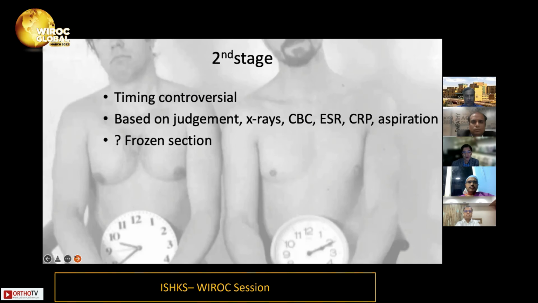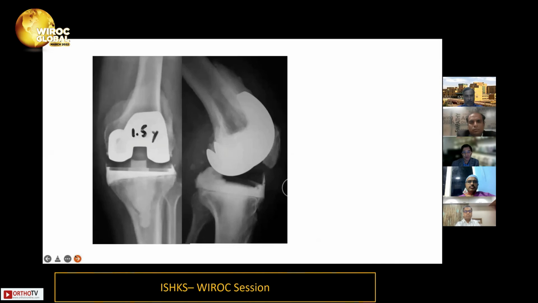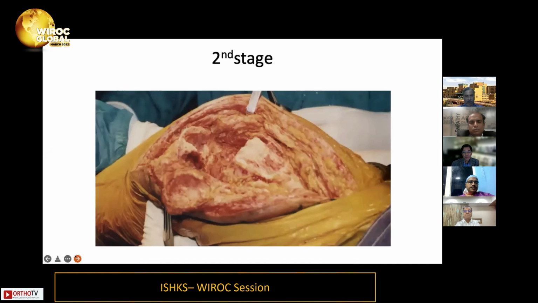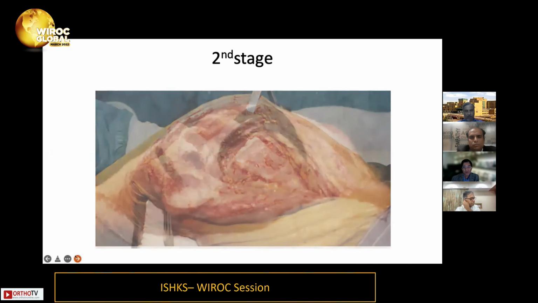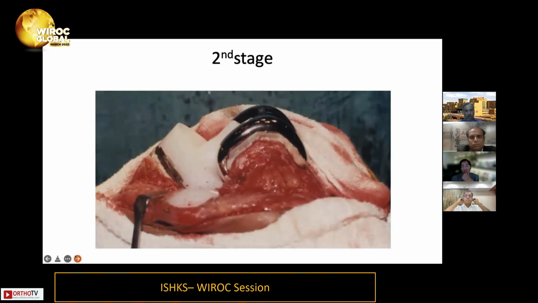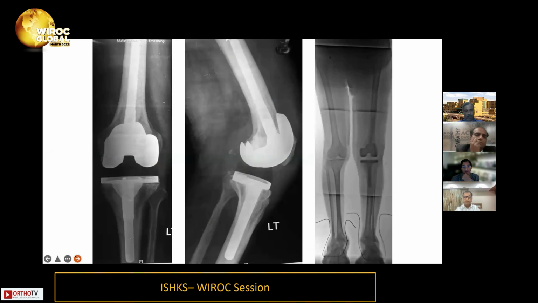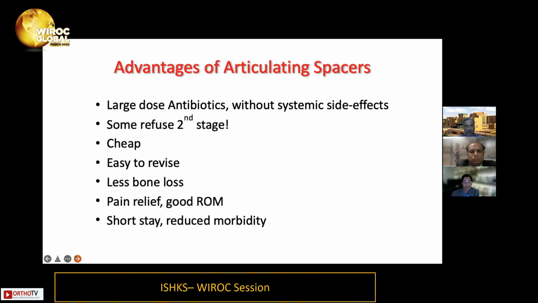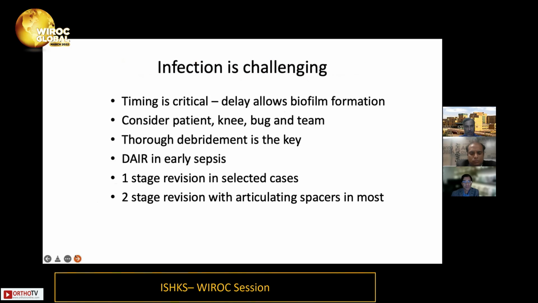The second stage, timing, remains controversial and is based on several factors that need to be considered. Generally, implant removal is not a problem. And again, a thorough debridement is done at the second stage, followed by insertion of the final prosthesis with cement. The advantages of articulating spacers are that you can use large doses of antibiotics without systemic side effects. Some patients will refuse the second stage. It's a cheaper method, it's easy to revise with less bone loss, and excellent pain relief.